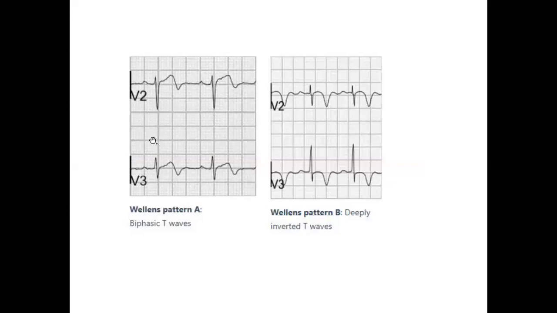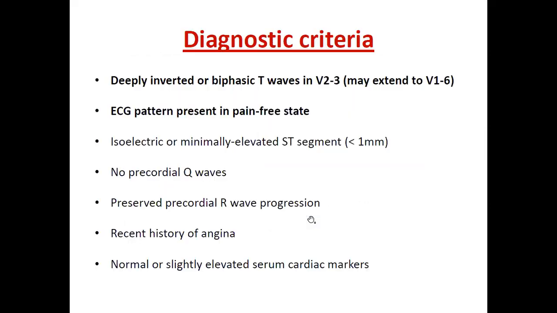So you can see here, this is a classic Wellens pattern A, where you can see there is a biphasic T wave. So the T wave is up and down here as well, and there is minimal ST elevation, you can see here, less than 1 millimeter. On evolution, later on it can go into deep inverted T waves, that is Wellens pattern B.